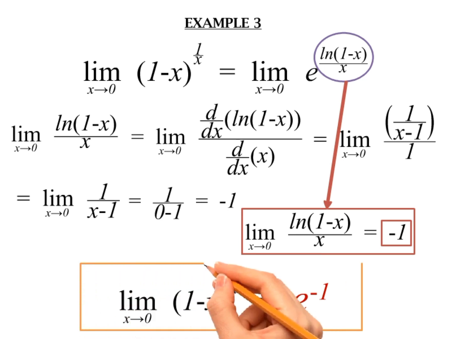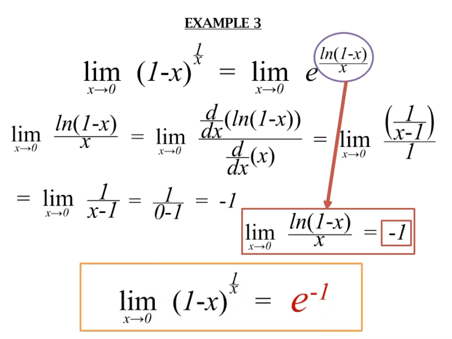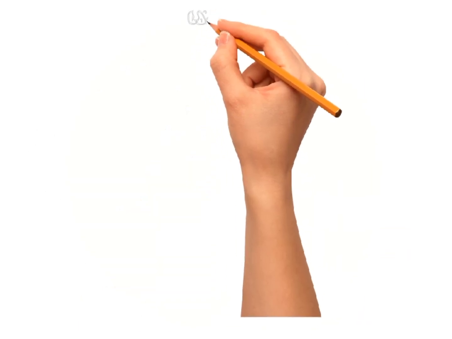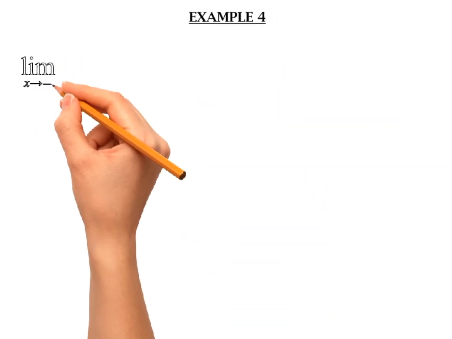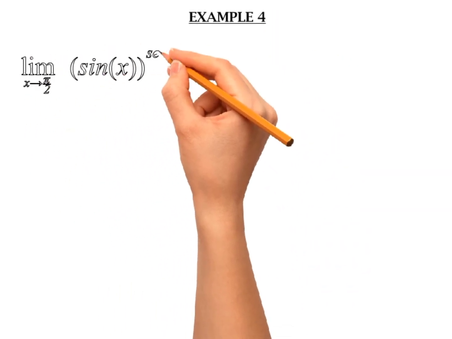You do not need to cram the steps, you just need to understand the reason behind each step. Let us consider another example. Example number 4. Evaluate the limit of sin x raised to the power of sec x as x approaches pi over 2.